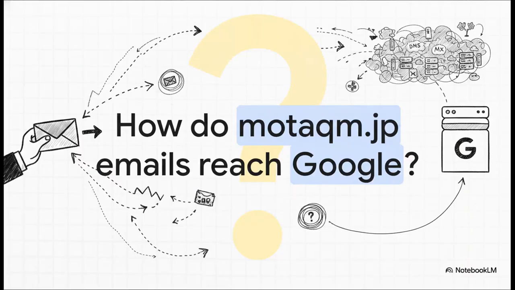You know, we all hit send every single day without a second thought. But think about it. How does the internet actually know that an email addressed to info@modamqm.jp shouldn't just float off into the digital Bermuda Triangle, but needs to route directly to Google's servers? Well, that is exactly the puzzle we're solving today.